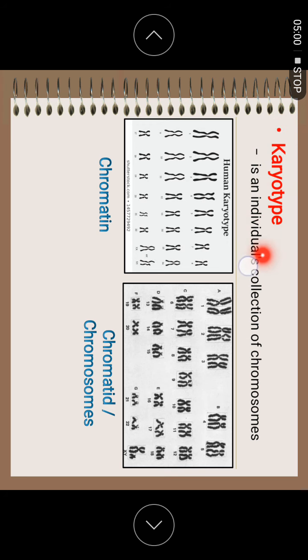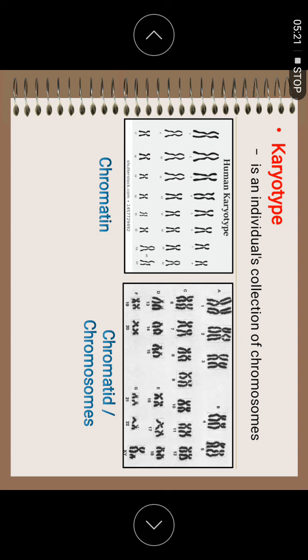Okay, karyotype means if I take out the individual chromosomes, I extract them from the nucleus, rearrange them and count. If it's a human, I will have 46. So if you need to count, you can count like this.